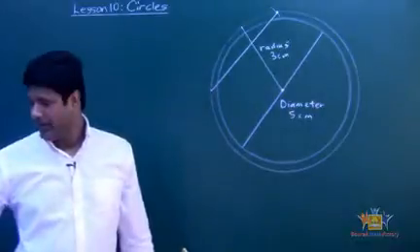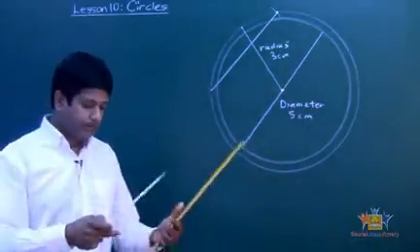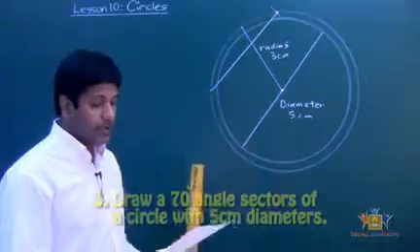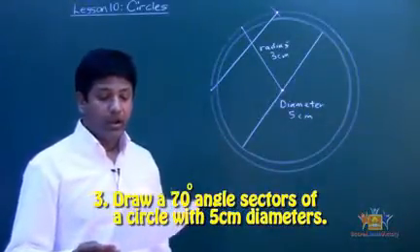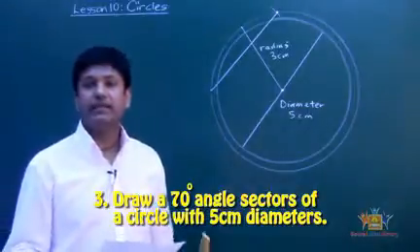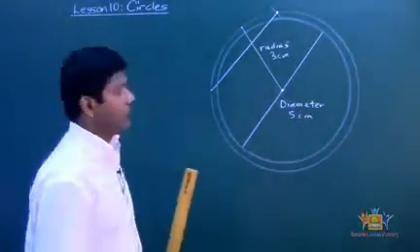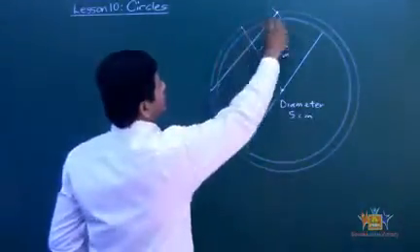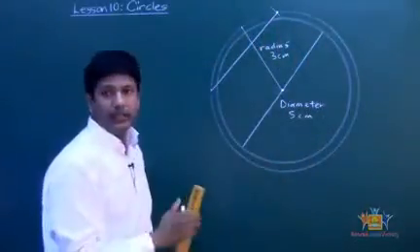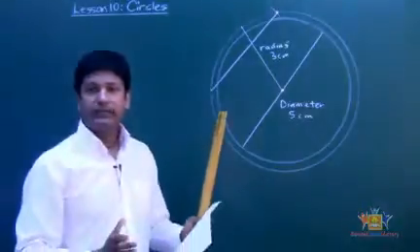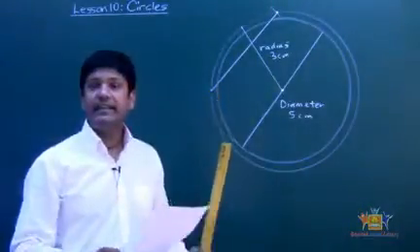Alright? Okay, good. Now let's look at problem number 3. Problem 3 says draw a 70 degrees angle sector of a circle with 5 centimeter diameter. So we already got the circle that has a 5 centimeter diameter right there. We're going to use a smaller one, the inner one. And we want a sector of 70 degrees angle.